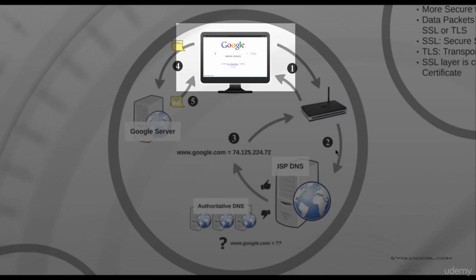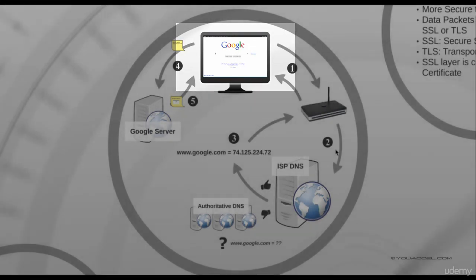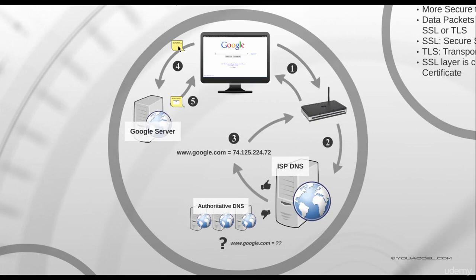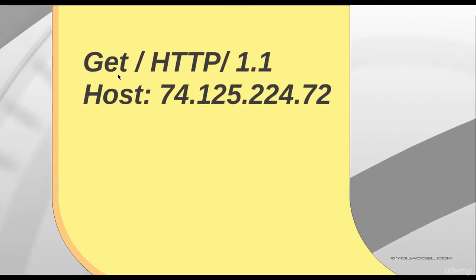A GET request for www.google.com would look something like this: GET, and then the HTTP protocol, and the name of the host. This is the IP address for the google.com webpage.